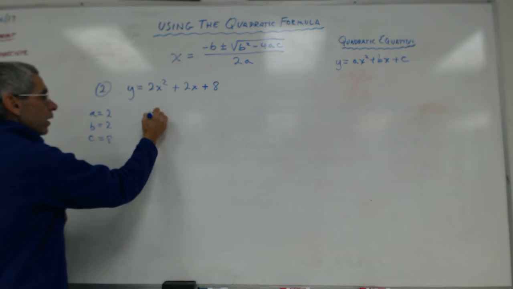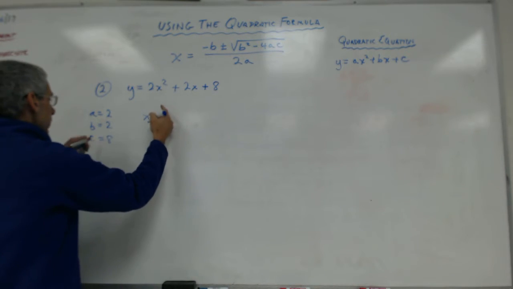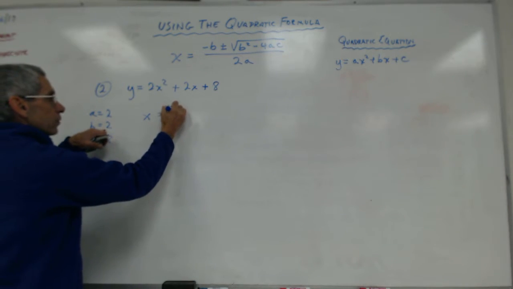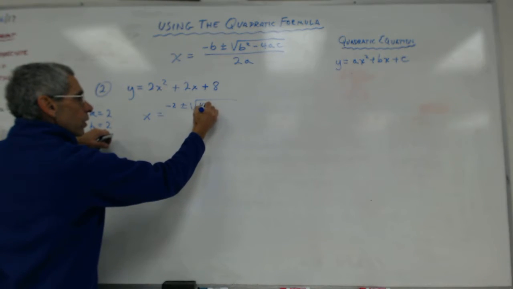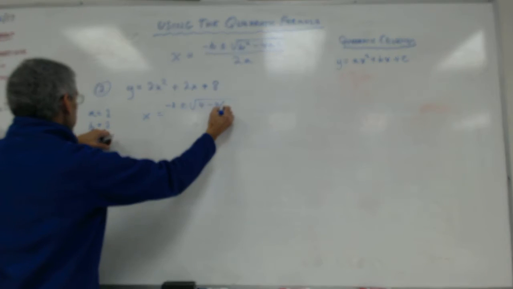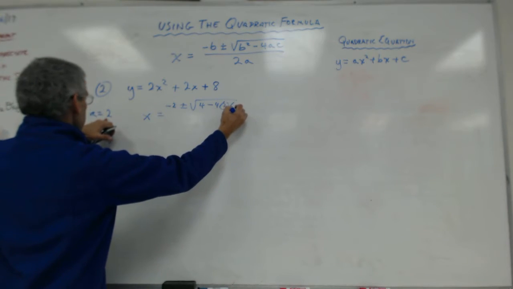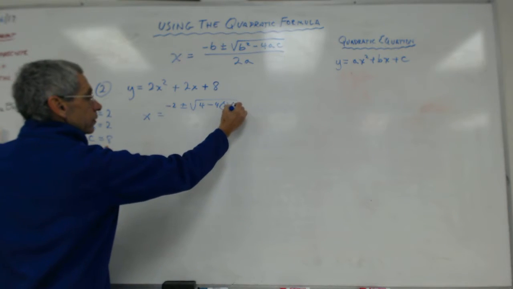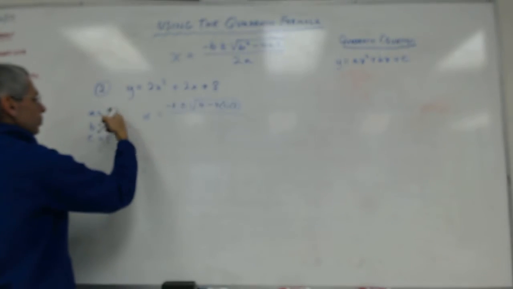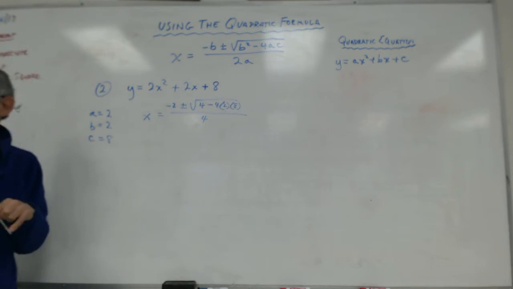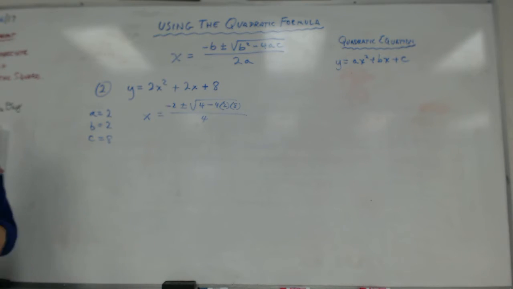So I immediately go x is equal to negative b, so 2 is positive, so it's negative 2, plus or minus the square root of 2 squared, which is 4, minus 4 times 2 times 8, all over 2 times 2 is 4. Right? You with me? I'll wait while you write that down. All I did was plug it all in.